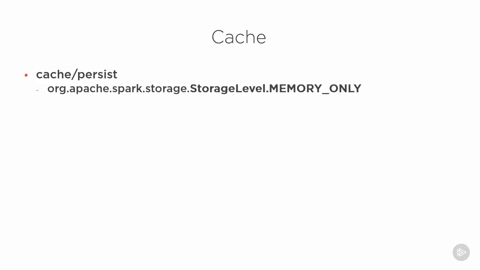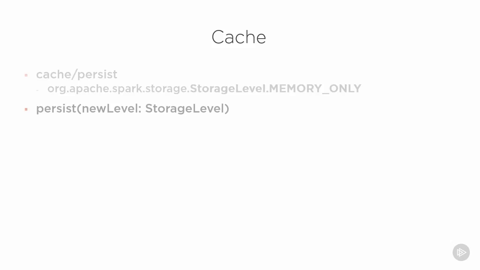We just saw the cache method in action. However, this is just an alias for the persist method. Both use the default storage type of memory only, meaning the data will cache to memory, and anything that doesn't fit in memory will require a full execution to create the entire RDD. However, persist can also accept a parameter specifying the level of storage to use.